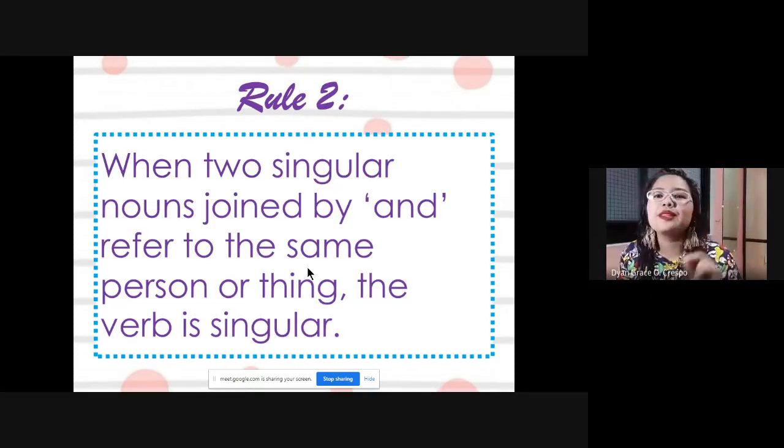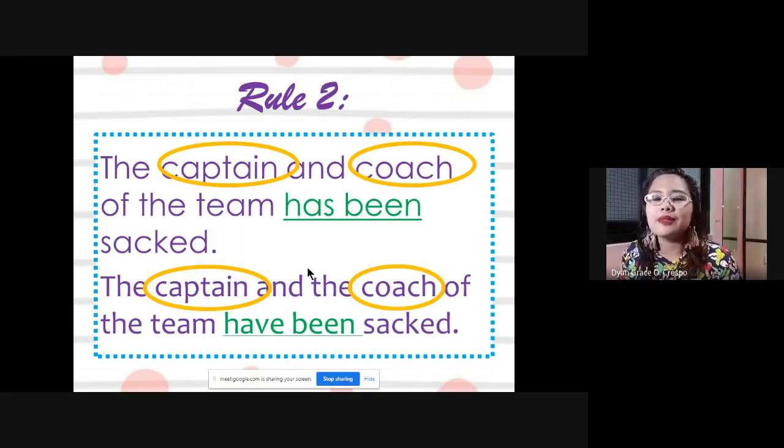Rule number two. When two singular nouns joined by and refer to the same person or thing, the verb is singular. So let us check this example. The captain and coach of the team has been sacked. Ma'am, why is it singular? Because you are referring to the captain who is also the coach.